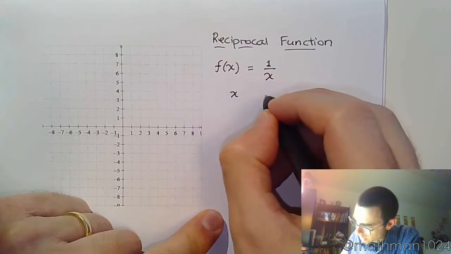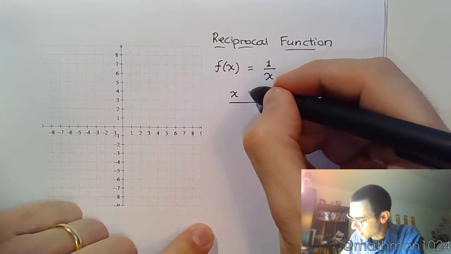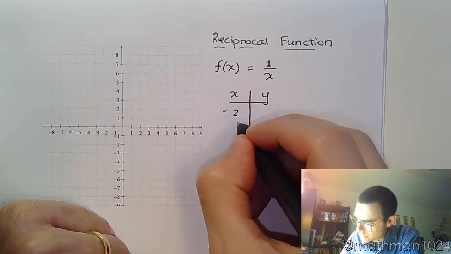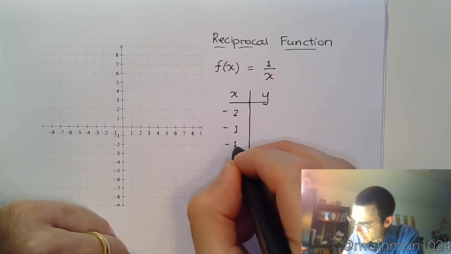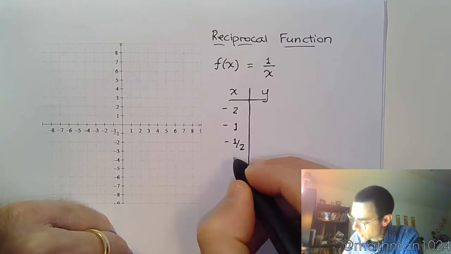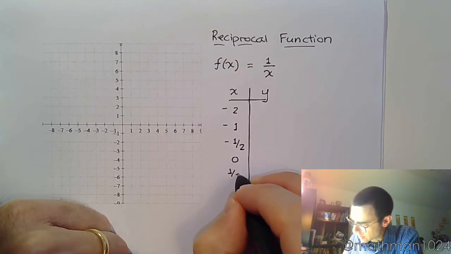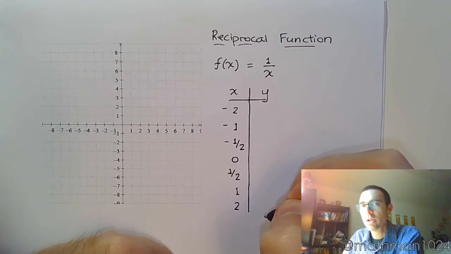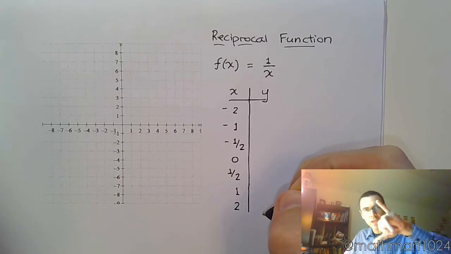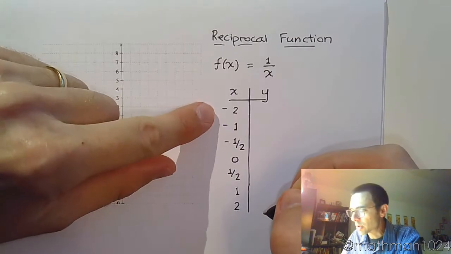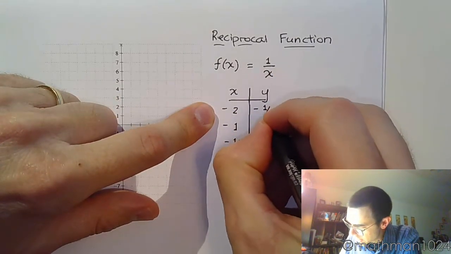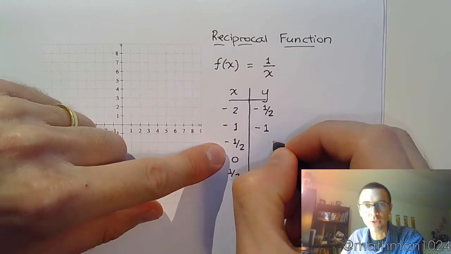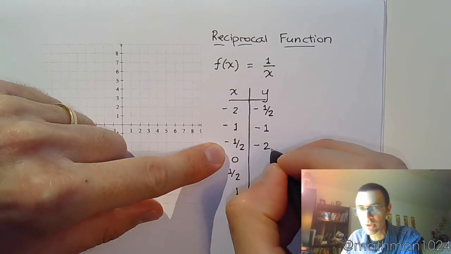So when we think about what our key values are for this, we're going to plug in -2, -1, -1/2, and then we're going to go to 0, 1/2, 1, and 2. Keep in mind that we're talking about doing the reciprocal. The reciprocal means take your fraction and turn it upside down. So the reciprocal of -2 is -1/2. If you flip -1 upside down, you get -1. If you do the reciprocal of -1/2, that's -2.